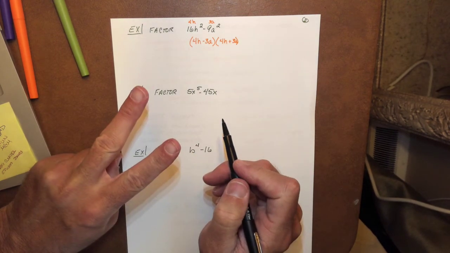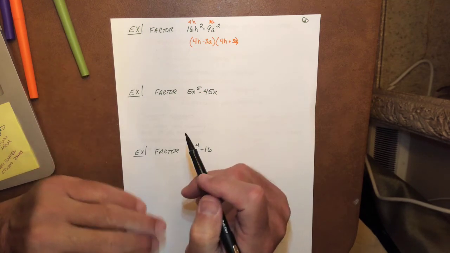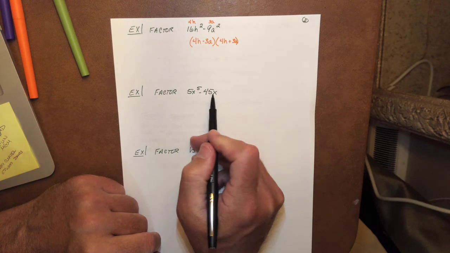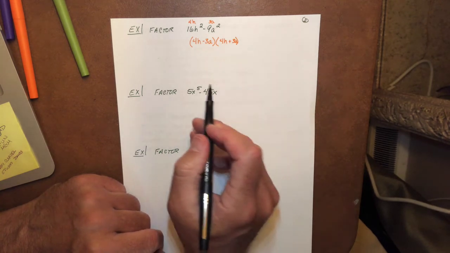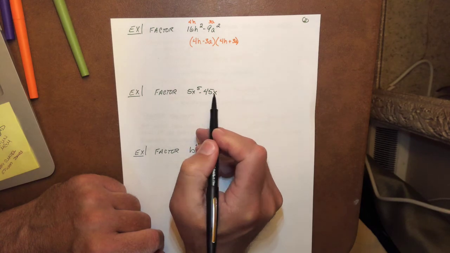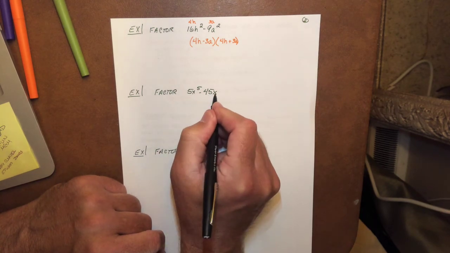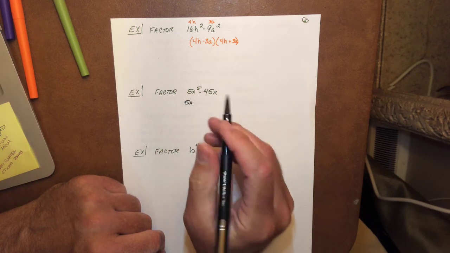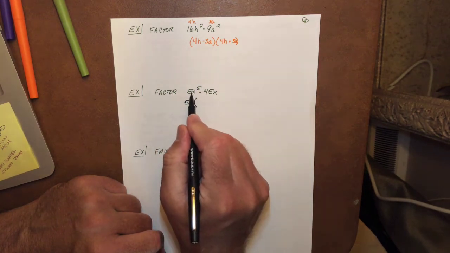Remember, it's only two terms. Trinomial, out the door. Grouping, out the door. It's either GCF or difference of two squares. We just said difference of two squares is not going to work, but let's look. Is there a GCF? The correct answer is yes. You can get a 5x out of each one of these. So we factor it out. We don't get rid of it. It just goes on the outside.